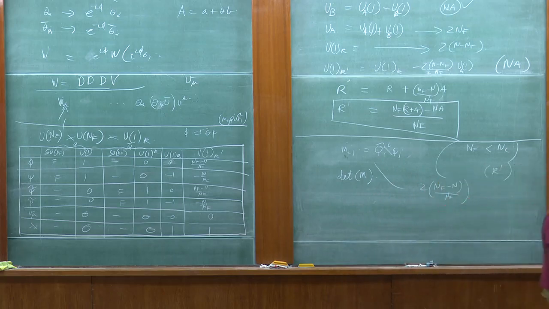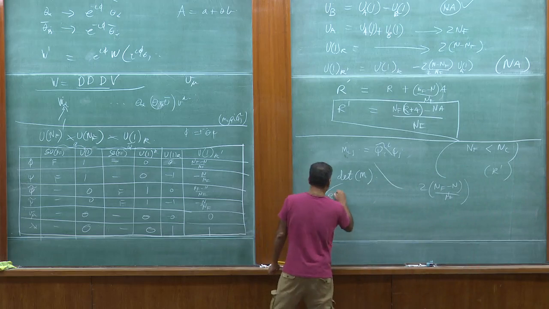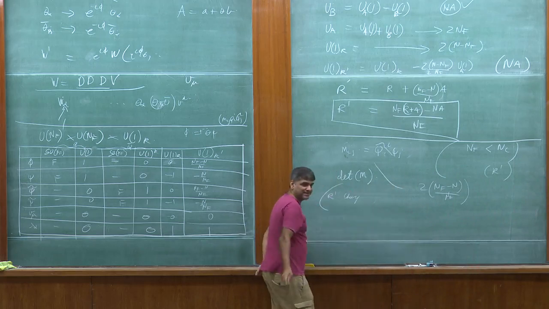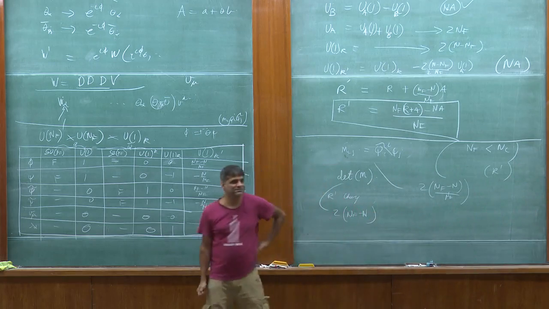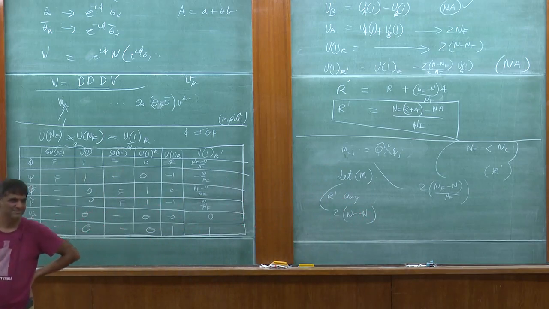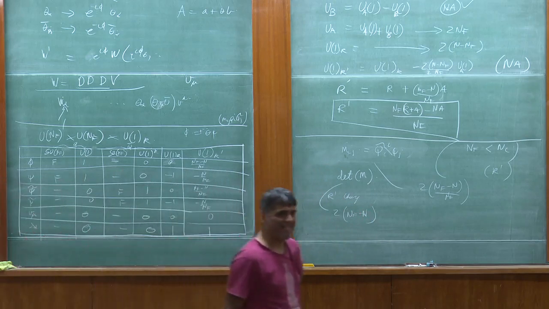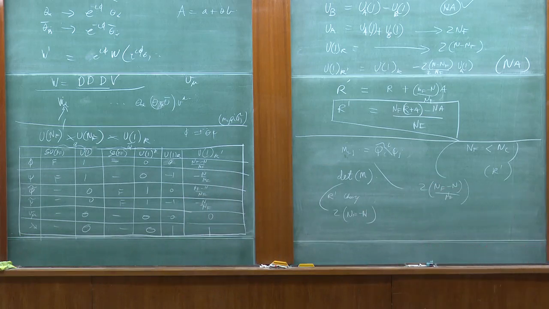But now we have a determinant. A determinant is a product. This is an Nf cross Nf determinant, and a determinant is a product of Nf such elements. Okay? So det M carries R prime charge Nf times this, so 2 times (Nf minus N). Theta carried charge 1 under this R symmetry. So d2 theta carries charge minus 2.